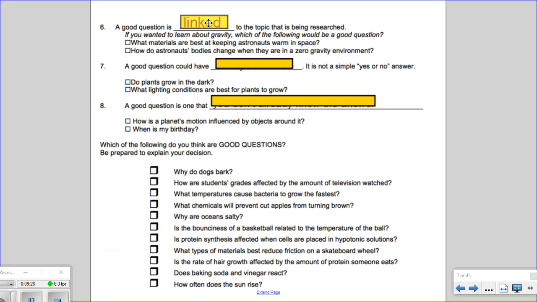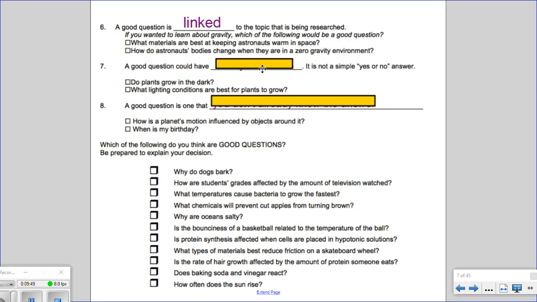A good question is linked to the topic that is being researched. If you want to learn about gravity, which of the following would be a good question? What materials are best at keeping astronauts warm in space? How do astronauts' bodies change when they are in a zero gravity environment? The question with the word gravity in it links to what you want to learn about, which is gravity.